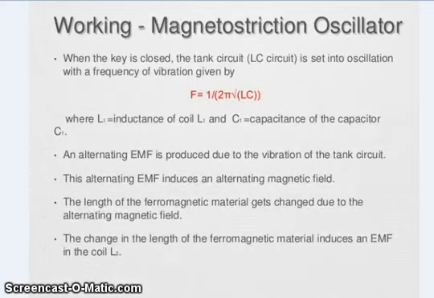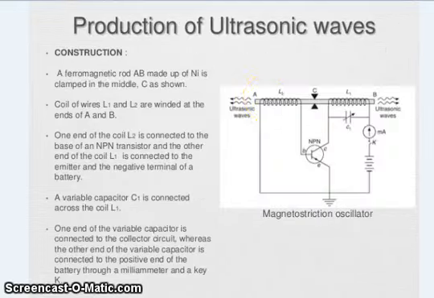As the frequency is given by 1 by 2 pi under root LC, an alternating EMF is produced due to the vibration of the tank circuit. This alternating EMF induces an alternating magnetic field. Due to the induced alternating magnetic field, the length of the ferromagnetic material gets changed due to magnetostriction. The change in the length of the ferromagnetic material induces an EMF in the coil L2.